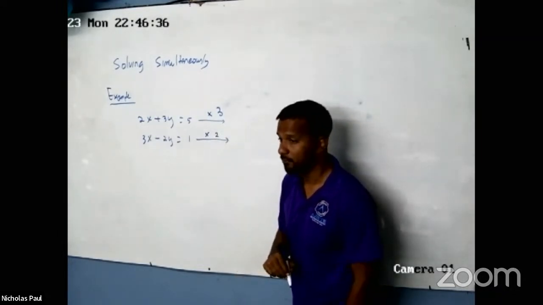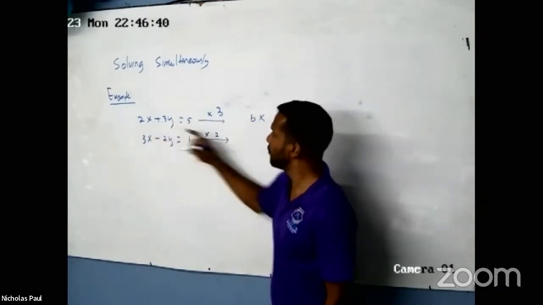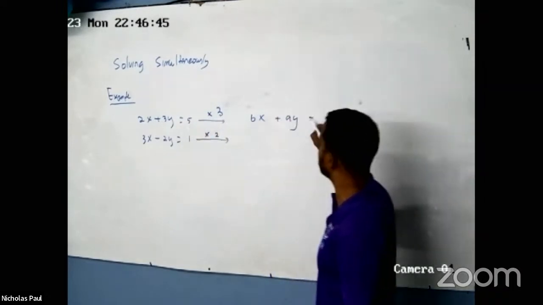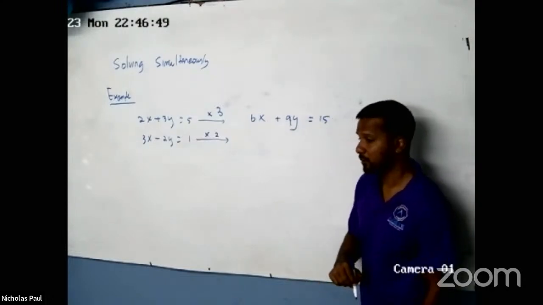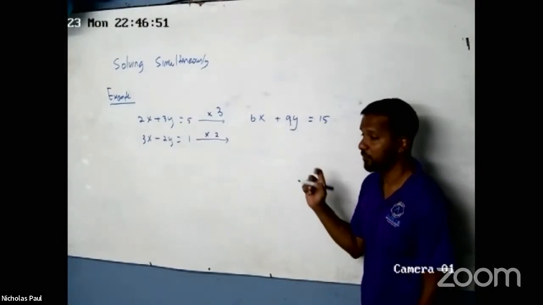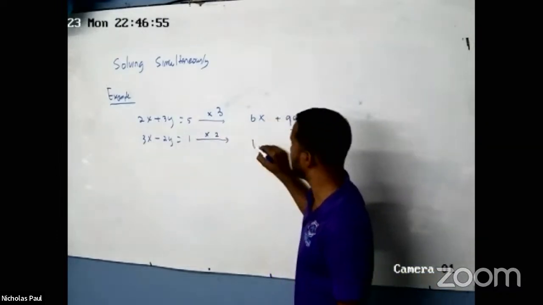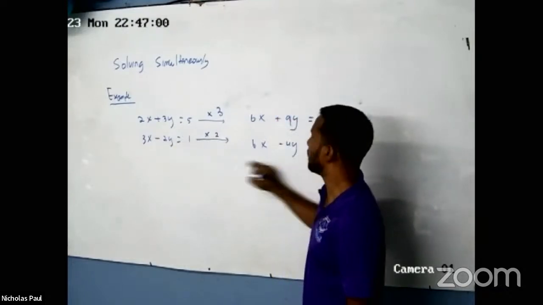Okay? So 3 by 2x's, 3 by 3y's, 3 by 5's. Watch close. Next, 2 by 3x's, 2 by minus 2y's, 2 by 1's.